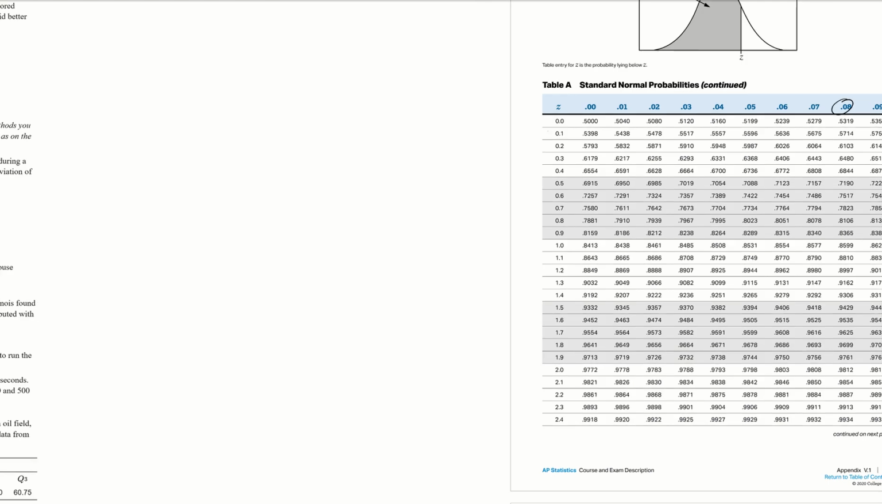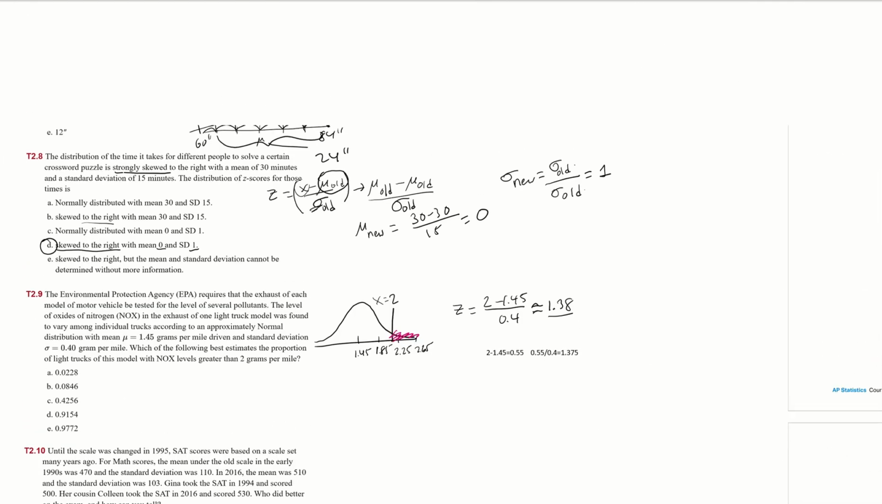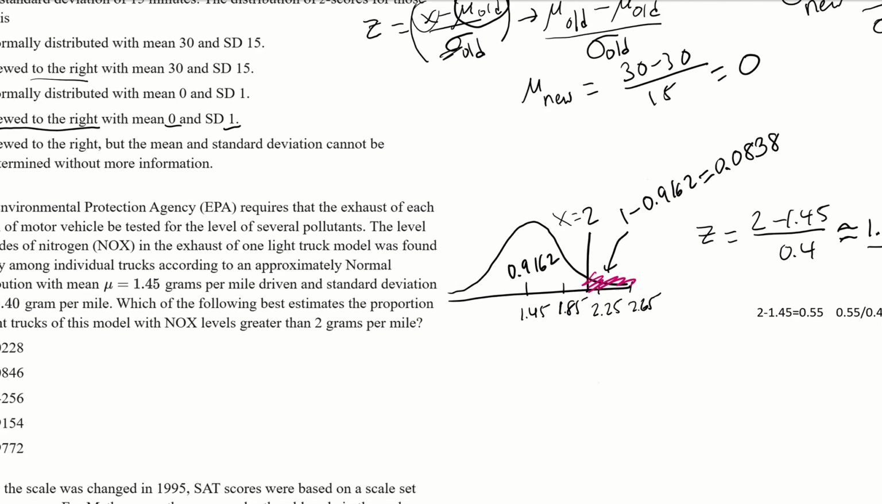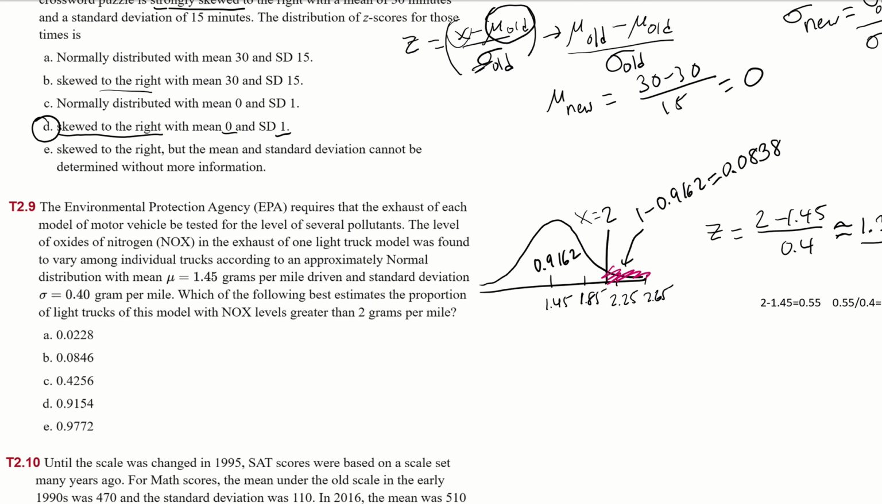All right, 0.9162. Let's go back to my picture. So this is this area right here, 0.9162. To get the area on the right, I have to do 1 minus 0.9162, which is 0.0838. So about 8.38%, something like that. So it looks like it's got to be B. That's the closest one to that, 8.46%.